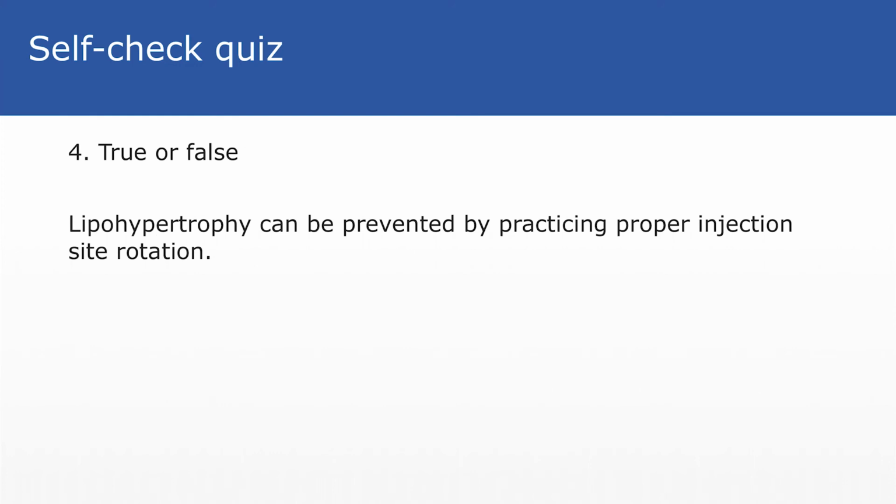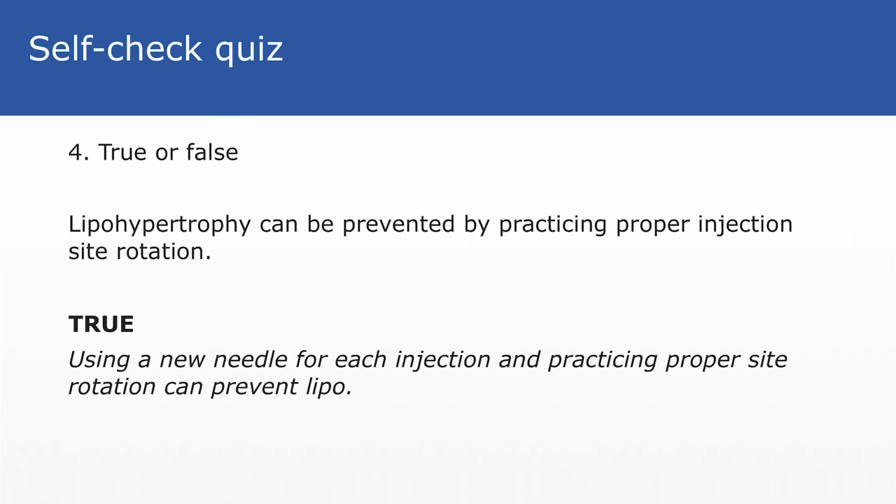Number 4. True or false? Lipohypertrophy can be prevented by practicing proper injection site rotation. True. Using a new needle for each injection and practicing proper injection site rotation can prevent lipohypertrophy.